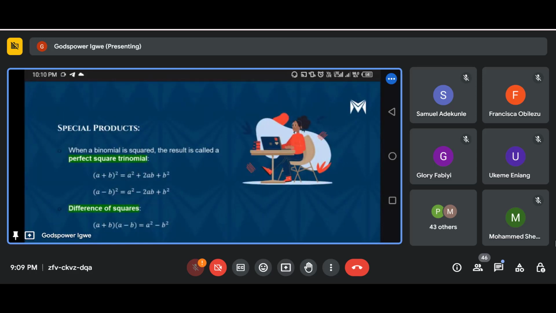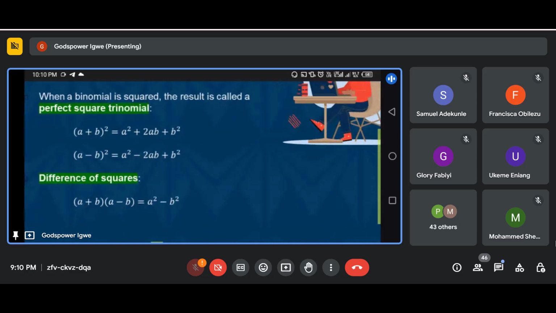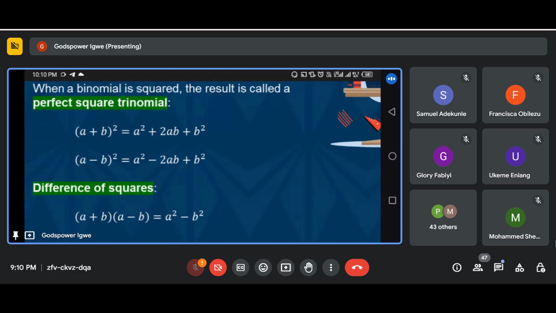When a binomial is squared, the result is called a perfect square trinomial. This is what we were trying to get using that perfect square, the difference of squares, this and that. So I want you to understand this. Please check this very well. Once you have (a plus b) squared, just memorize this: the answer is going to be a squared plus 2ab plus b squared.